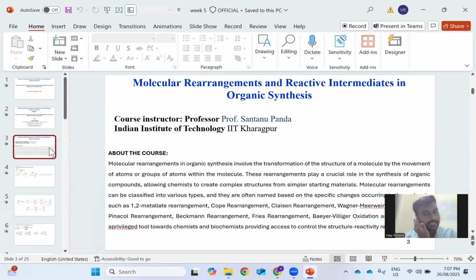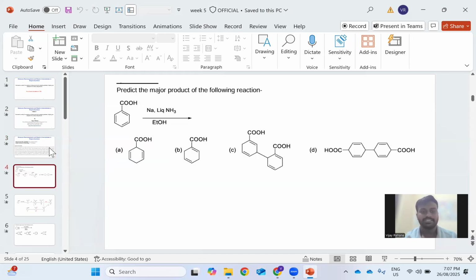All right, if you don't have any problem, I will move to some of the questions, which are basically based on the intermediates. Today the topic is radical, benzyne intermediate and also the carbocation, all the intermediates. So it will combine all the intermediates that we have seen from week 1 to week 6 of this course. So here is the first question.